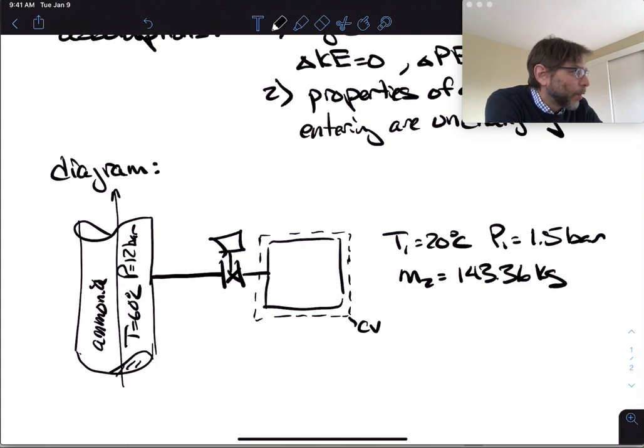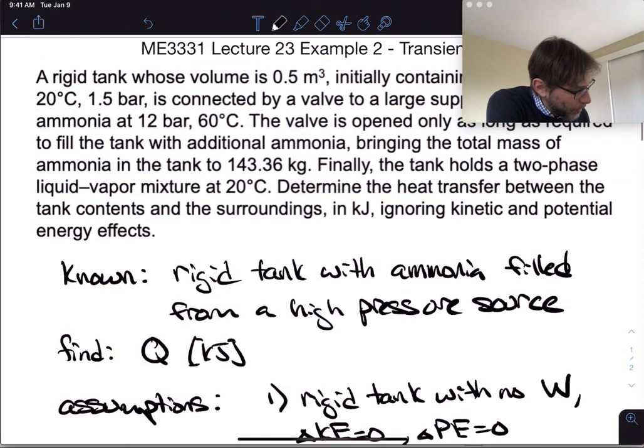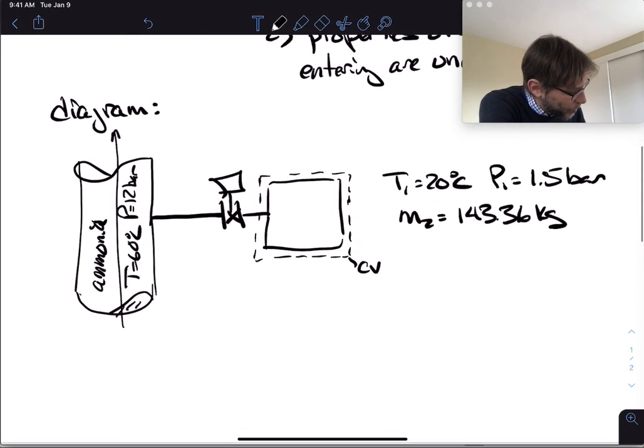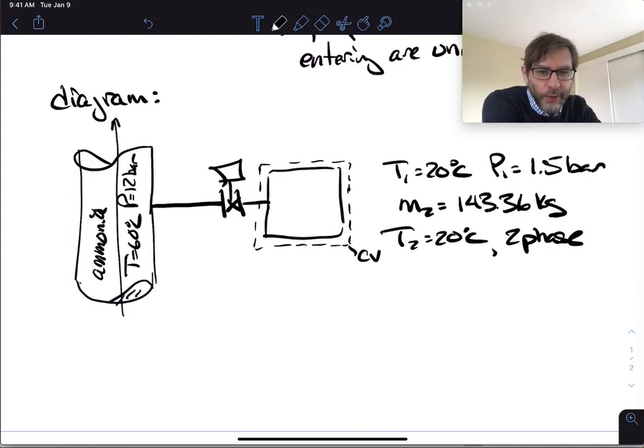But we're going to have to assume that T2 is the same, because if it's a two-phase liquid, it's probably staying in the vapor dome. Fill the tank with additional and bring the total mass. Finally, the tank holds a two-phase liquid vapor mixture at 20 C. So we do know T2 equals 20 degrees C, and it's two-phase. So it's 20 degrees two-phase stuff. We can definitely find the pressure then if we know the temperature.